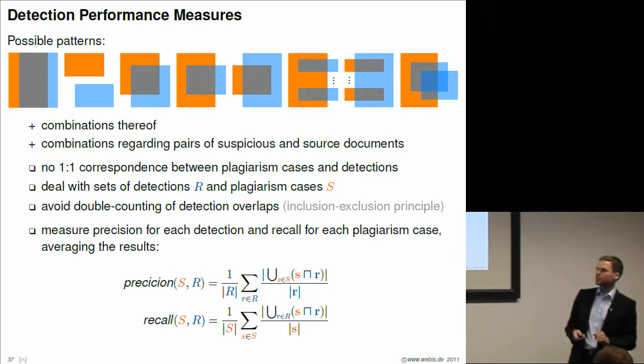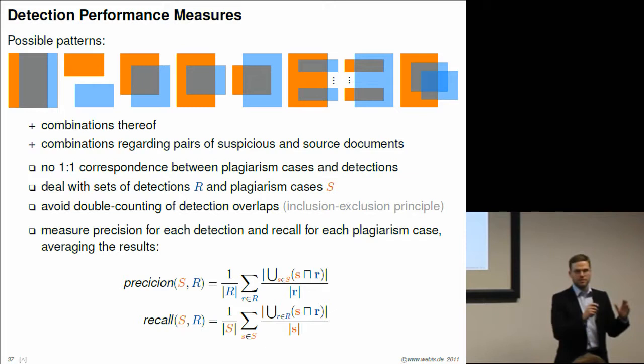In the thesis you will find even more variation by using different kinds of averaging. Like, this is macro-averaged, but in the thesis it is micro-averaged. This is just for an additional detail. Now, this is all good and fine, but do they work? Do they compute some sensible values?